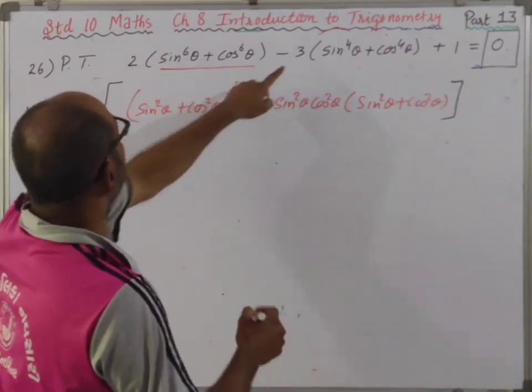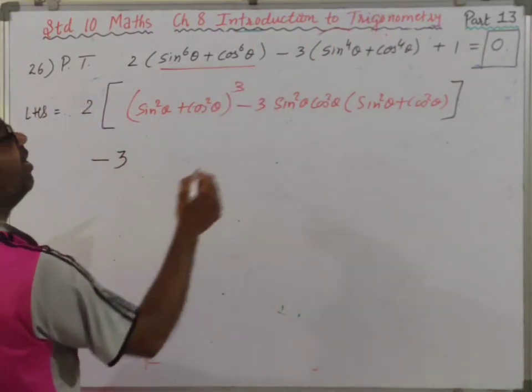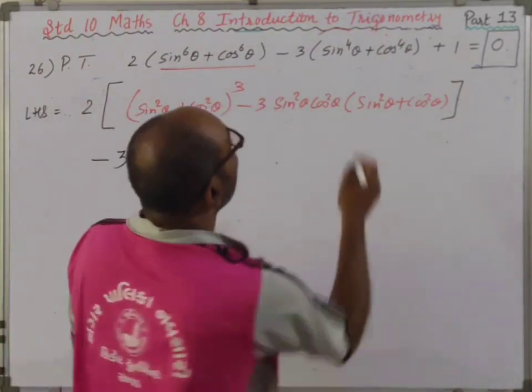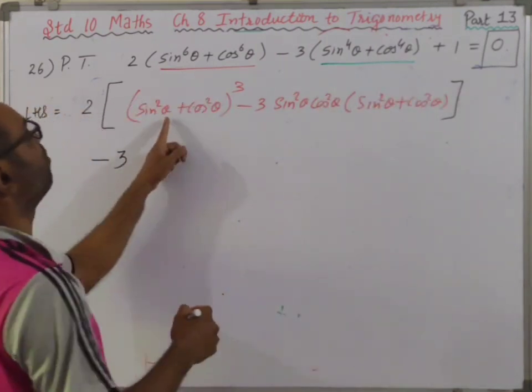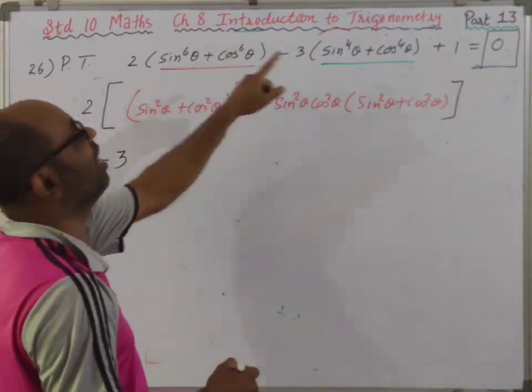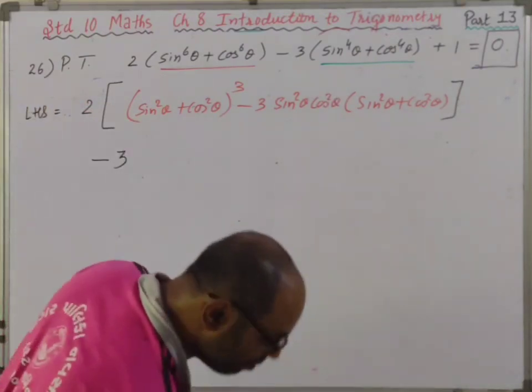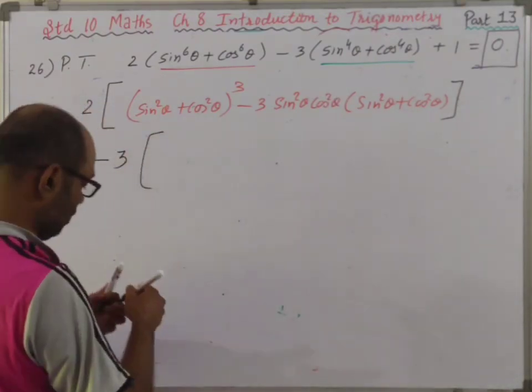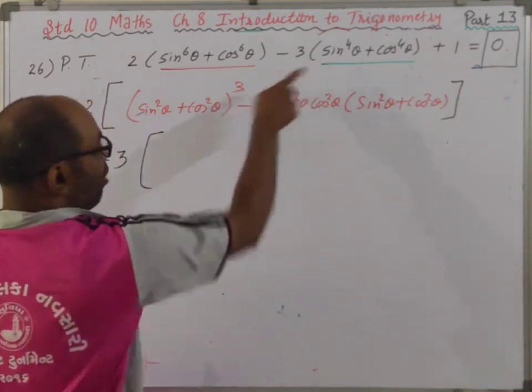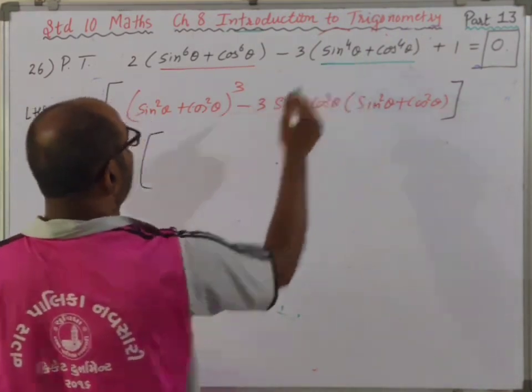Correct? Move ahead. -3 there is also something. a square plus b square, this is the sum of perfect cubes that we took, not squares. And this is the sum of perfect squares. All right, so I'll use the bracket. 3 is out. Now deduce the result for this.